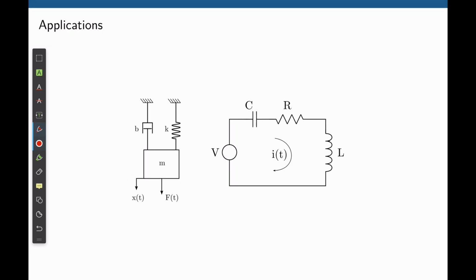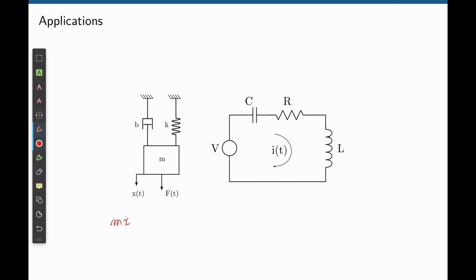Laplace transforms have a variety of applications, especially in control systems. The reason is that most physical systems are governed by differential equations, such as this mass spring damper system. As we saw in the previous lecture, there is a distinct relation between the mass position and its time derivative. This is characterized by a differential equation.